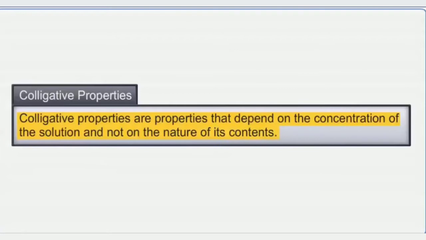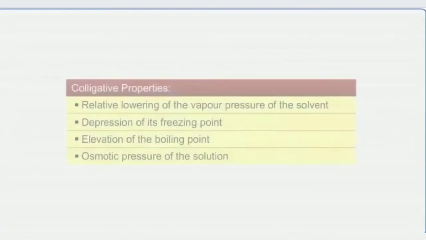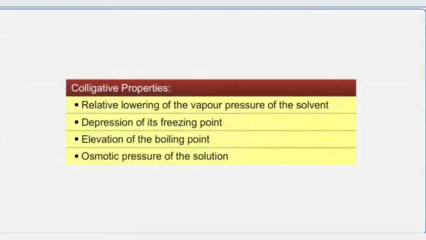of its contents. Solutions containing non-volatile solutes exhibit the following colligative properties: relative lowering of the vapor pressure of the solvent, depression in freezing point, elevation in boiling point, and osmotic pressure of the solution. These properties provide methods for the determination of molecular masses of the dissolved solutes.